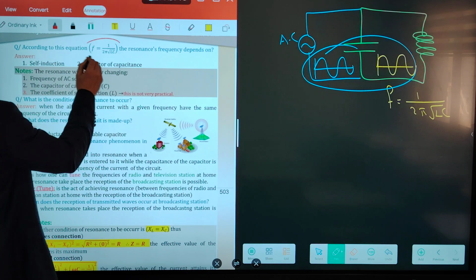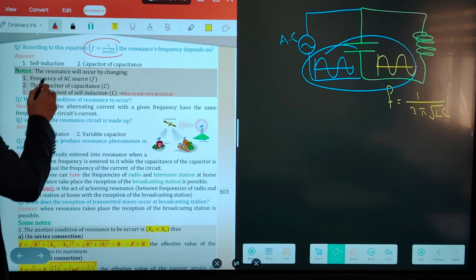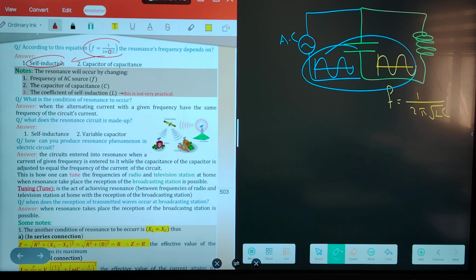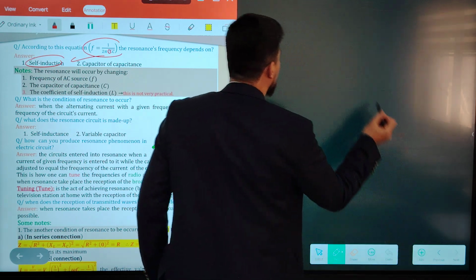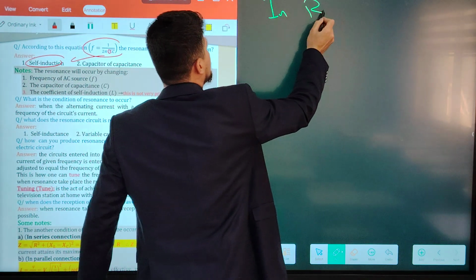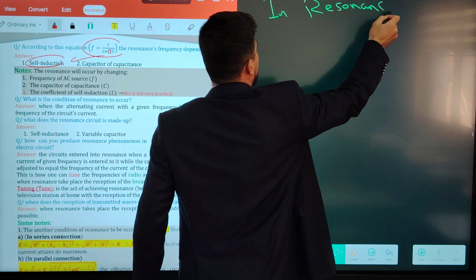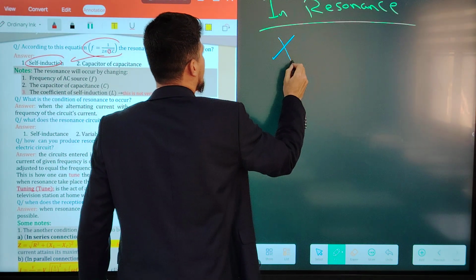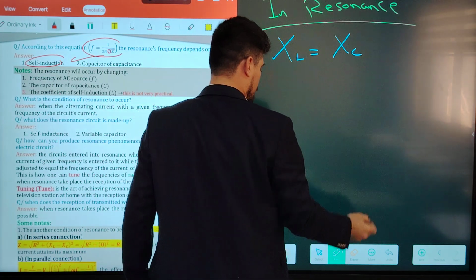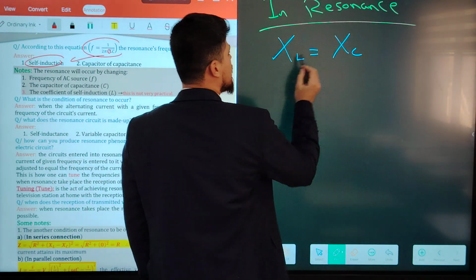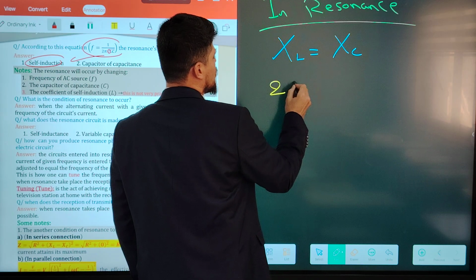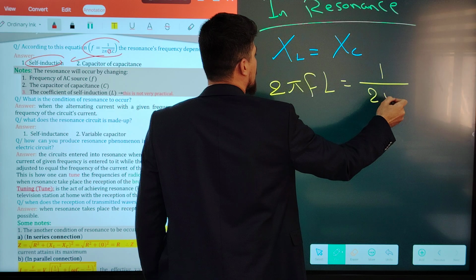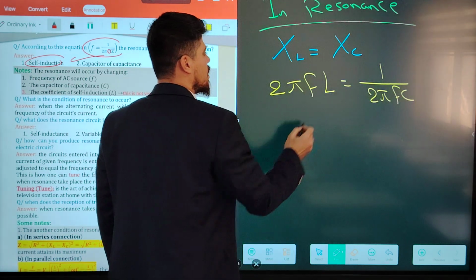Be careful. According to this equation, the resonance frequency depends on what? Coil of induction, L, and capacitor of capacitance. Guys, in resonance, look. In resonance, XL is equal to XC. XL is equal to what? 2 pi FL. How about XC? 1 over 2 pi FC.